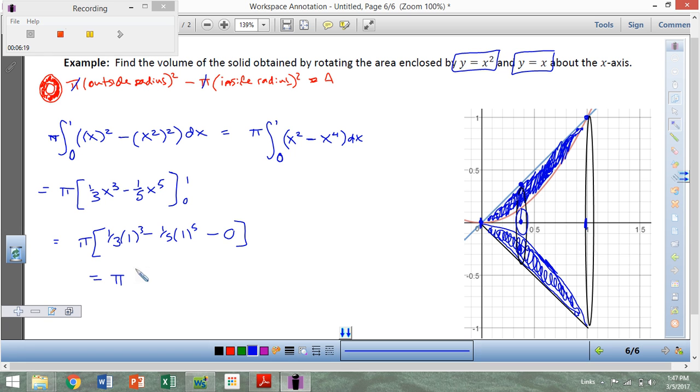So at this point I just have pi times 1/3 minus 1/5. If I get a common denominator of 15, that'd be 5/15 minus 3/15, which would be 2/15, and I multiply that by pi, which would give me 2 pi over 15, and again that would be units cubed because it is a volume.